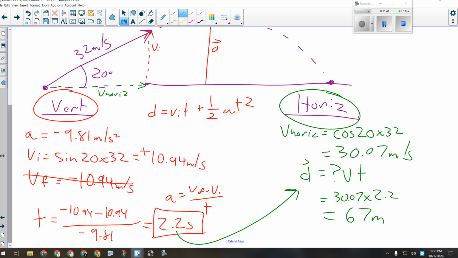Okay, I have VI, I have T, and I have A. So I could use that formula. I just have to remember to use how much time? Half, not 2.2 seconds. Okay, my other option is this one.